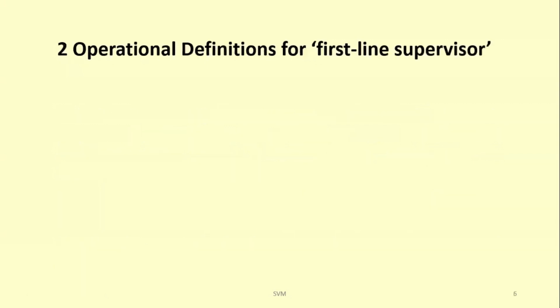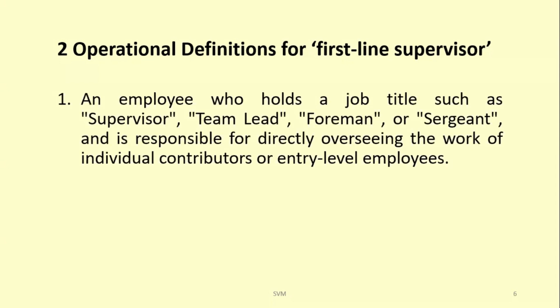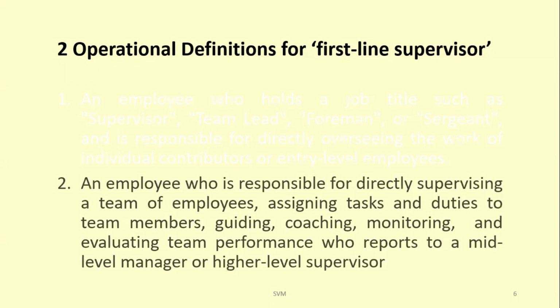Now we'll move into the next part, wherein we are going to define two operational definitions for each of the terms. First term is first line supervisor. The first definition: a first line supervisor is an employee who holds a job title such as supervisor, team lead, foreman, or sergeant, and is responsible for directly overseeing the work of individual contributors or entry level employees. Another definition: he is an employee who is responsible for directly supervising a team of employees, assigning tasks and duties to team members, guiding and coaching, monitoring and evaluating team performance, who reports to a mid-level manager or higher-level supervisor.